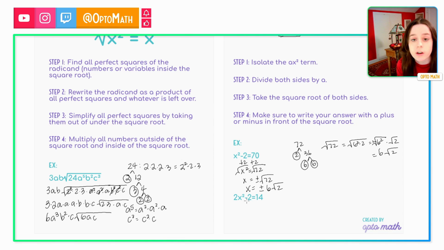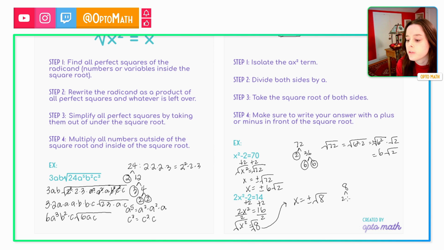We want to isolate our ax squared term, so we add 2 to both sides. 2x squared is equal to 16. We'll divide both sides by 2. And x squared is equal to 8. Now we have to take the square root of both sides. And x is equal to plus or minus the square root of 8. So let's simplify this square root.